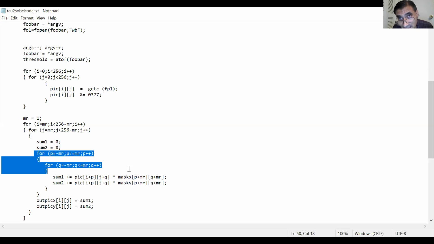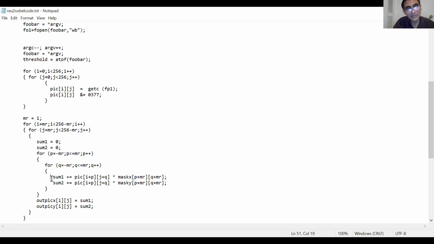My convolution is a 9-step, because I have 3 by 3: 3 in the P direction and 3 in the Q direction. So I do that, and then I'm adding up and accumulating a sum, because that's what a convolution is. I'm accumulating my sum of the appropriately multiplied picture value by the mask value. That's sum 1 for the X direction, and the lower line is doing it for the Y direction.